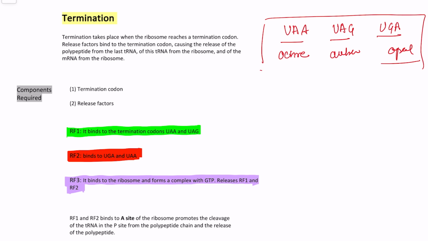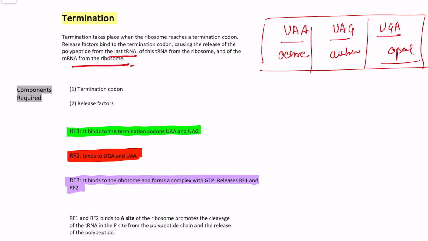Sometimes this question is asked for 1 mark in either MCQs or one-liners: what is ochre, amber, or opal. So you have to tell the sequence. This is UAA, UAG, and UGA. You have to remember that, right? So what happens? Release factors bind to the termination codon, causing the release of the polypeptide from the last tRNA, of this tRNA from the ribosome, and of the mRNA from the ribosome. Clear? So this is how termination of the translation process in prokaryotes takes place.